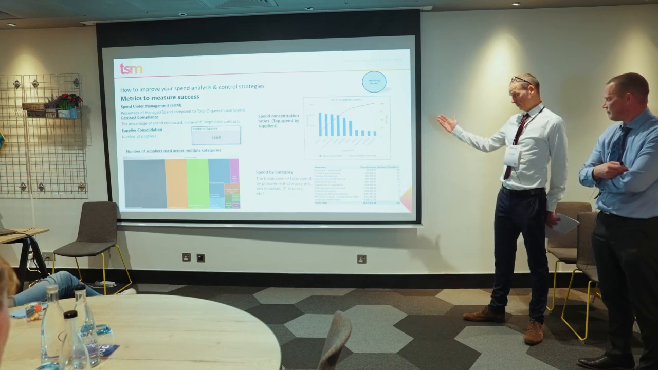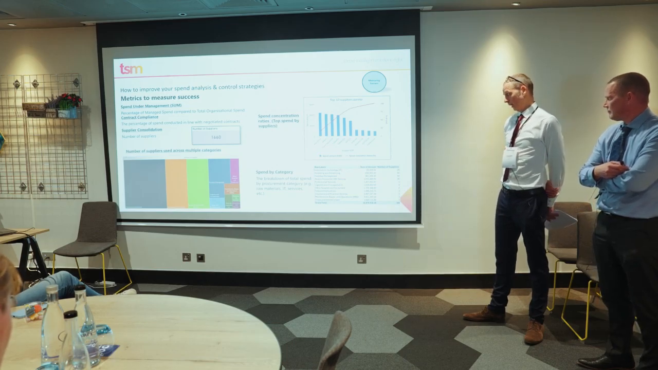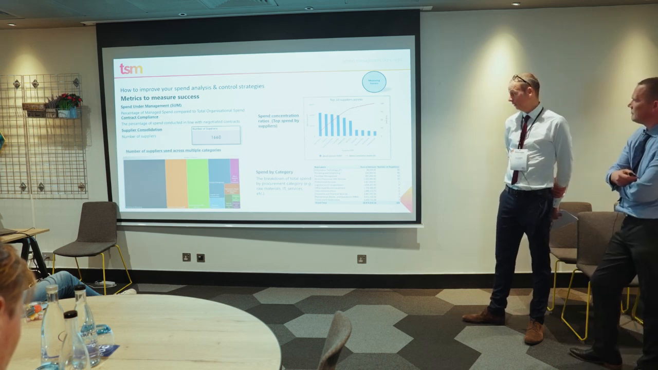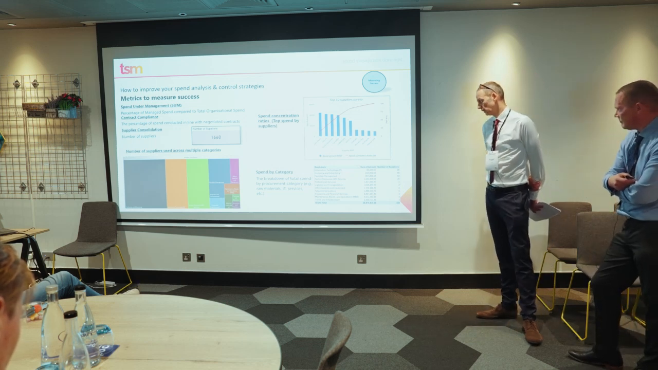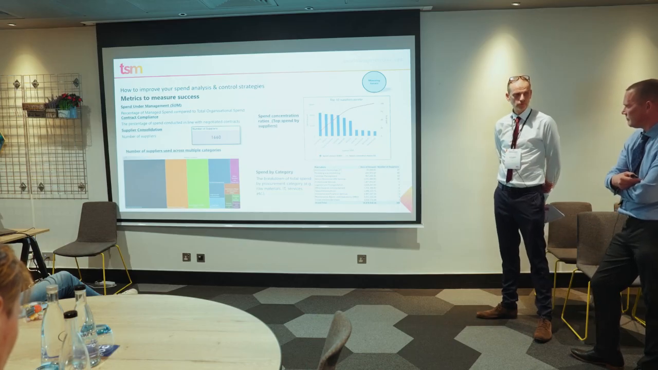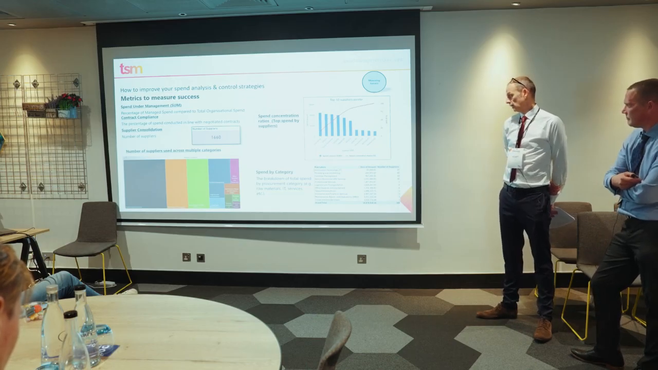And then again, spend by category. So which categories in the organisation are we spending the most money on? Again, a useful tool to then start looking at how we can target the big ones first, to save costs.